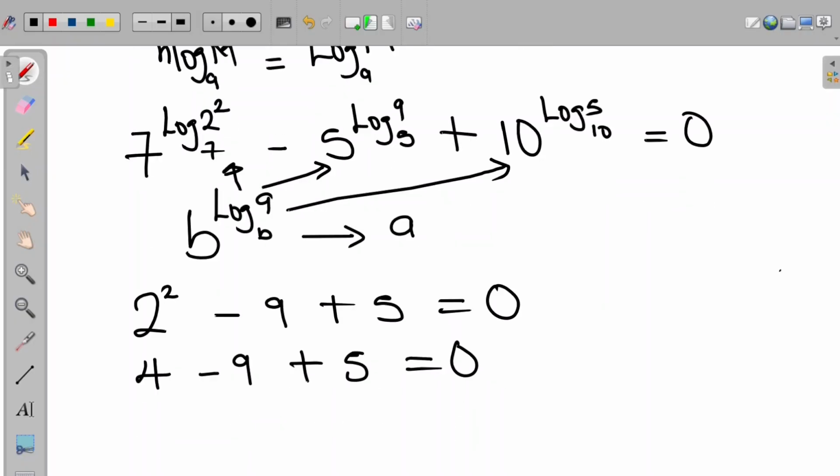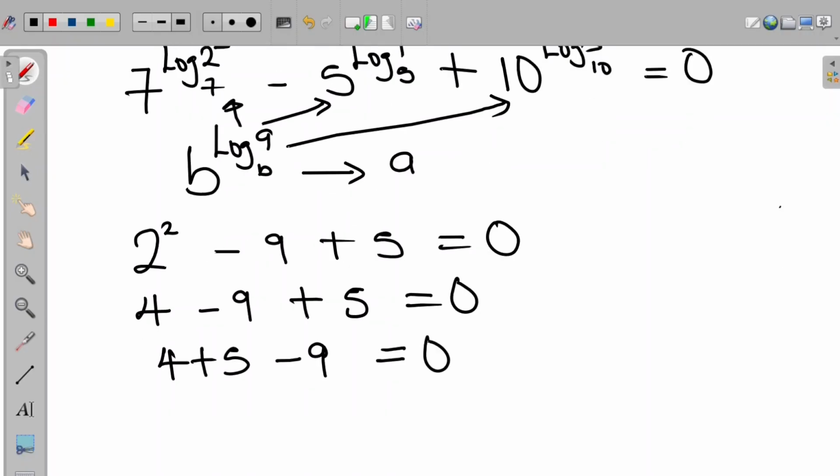Now at this point, we have that 4 plus 5 minus 9 is equal to 0. Thus, 4 plus 5 is equal to 9. 9 minus 9 is equal to 0. So therefore, 0 here is equal to 0. Thus, x equal to 3 is a solution.